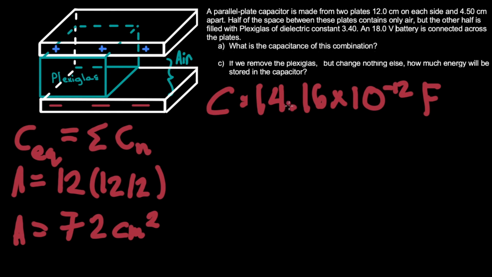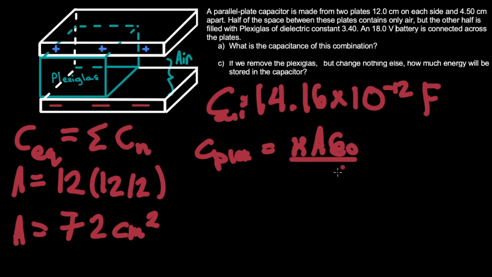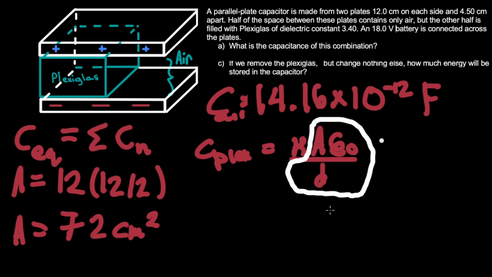And so now we're going to need to figure out, oh, and I should write that this is for air. And so now I'm going to need to figure out the capacitance for plexiglass. And while we could use our formula here of C equaling kappa times A times epsilon naught all over d, a shortcut that we can actually take, and it's not much of a shortcut, but it still is one, is to actually just multiply by our dielectric constant, because here the area, the distance between the plates, and our constant is all going to stay the same.